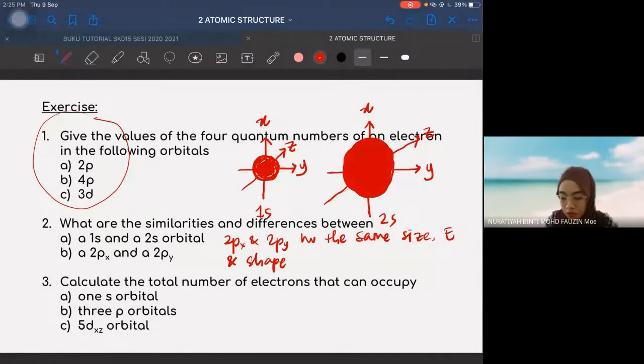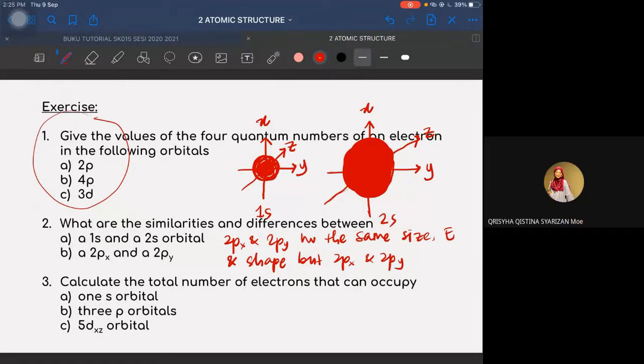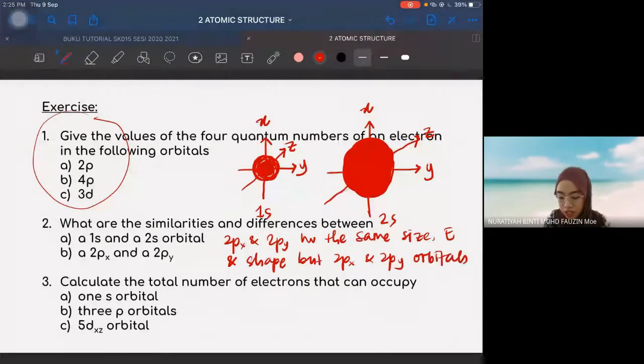Okay. But apa yang berbeza 2px and 2py? How are they different? Orientation? Yes, they have different orientation. Okay, different orientation in the region of space. Okay. 2px and 2py orbitals are located at different axes. Okay, so different orientation sama lah juga. Right? Okay, next.